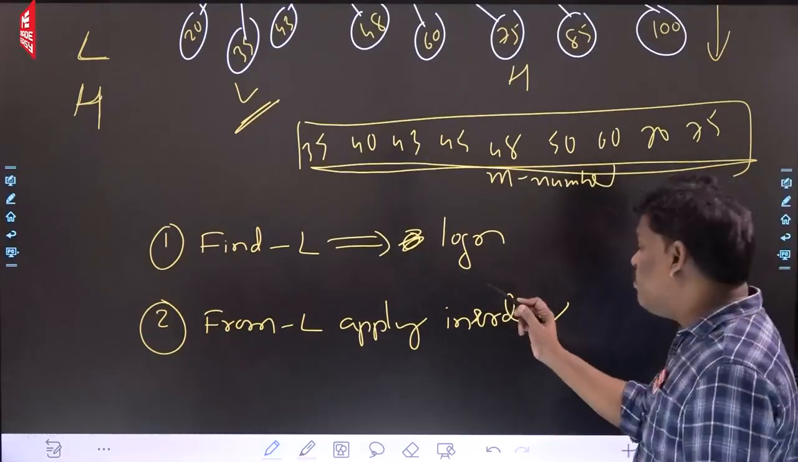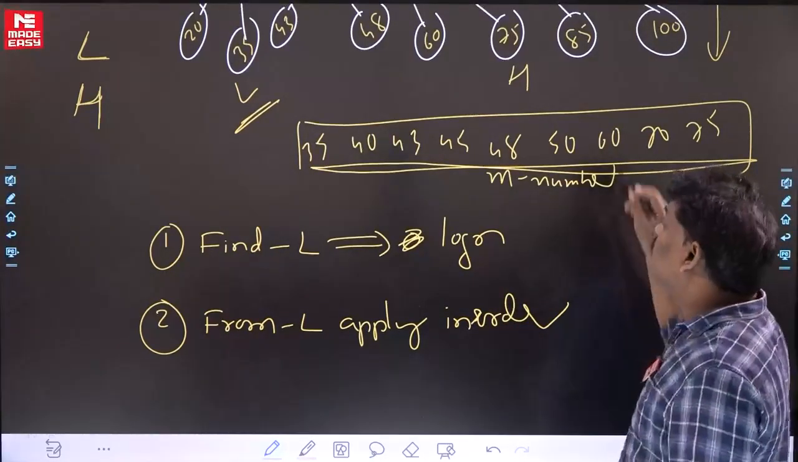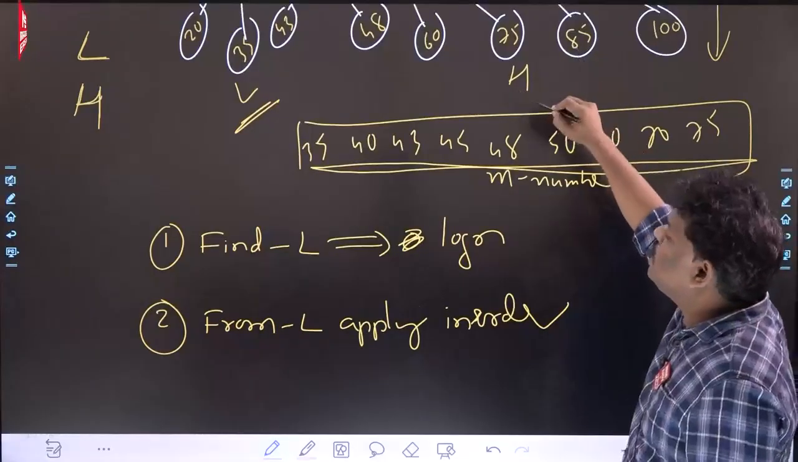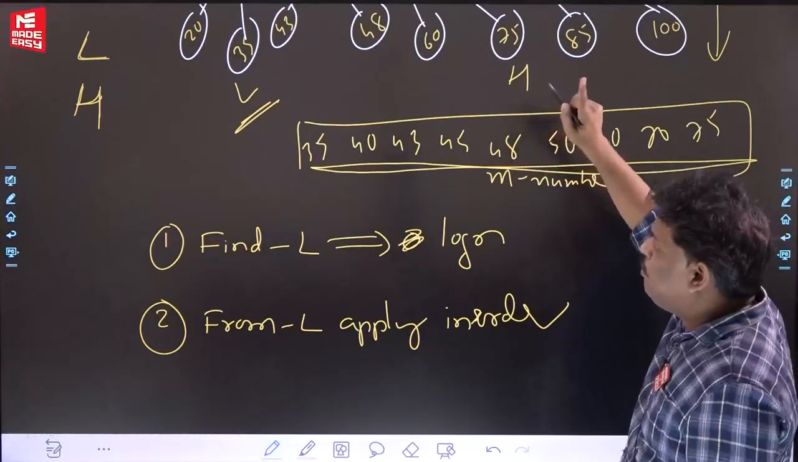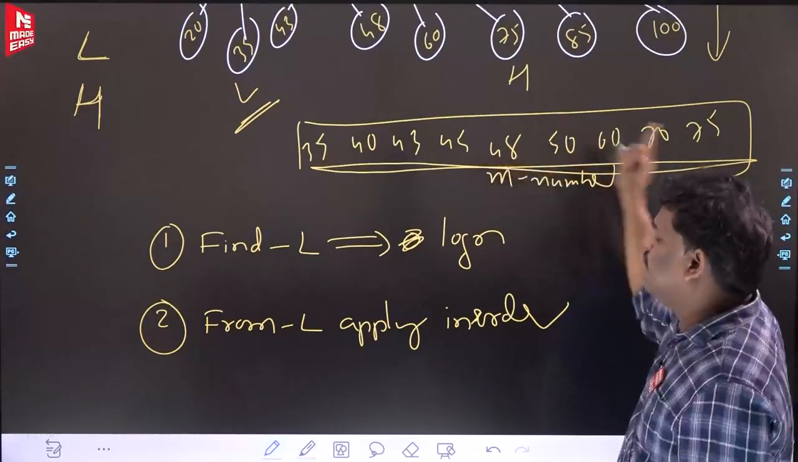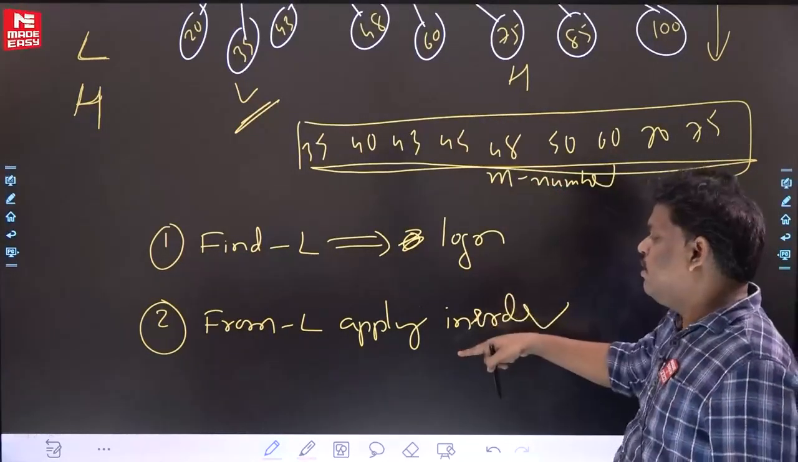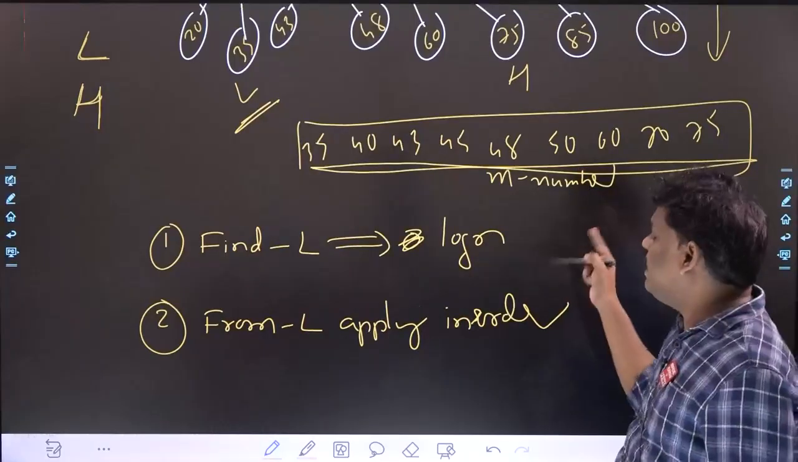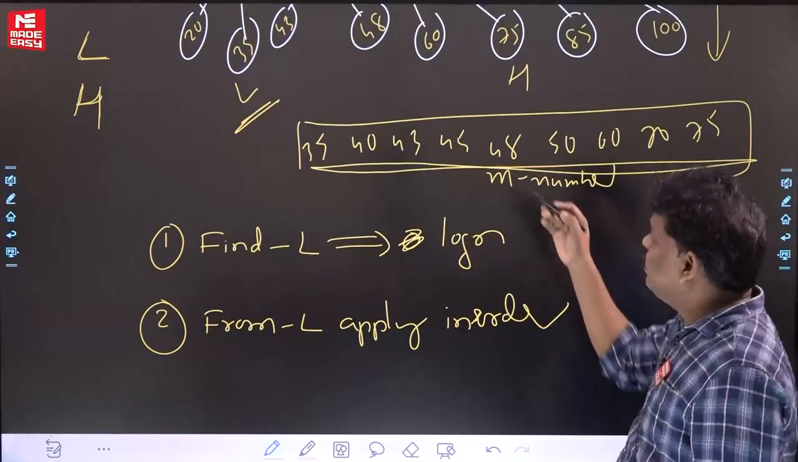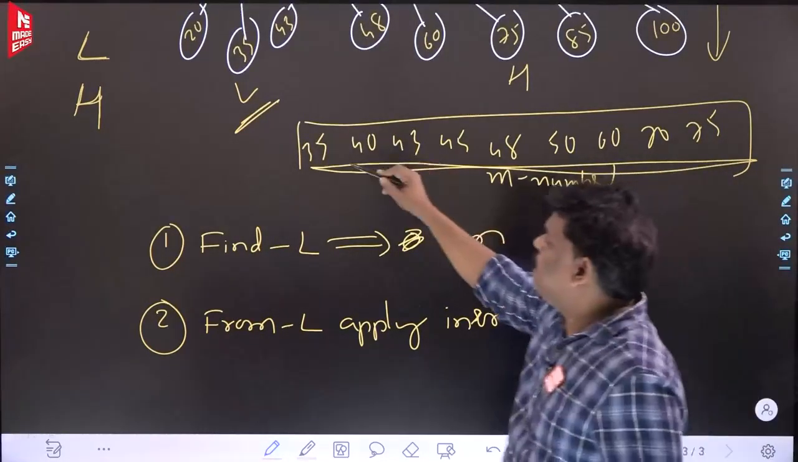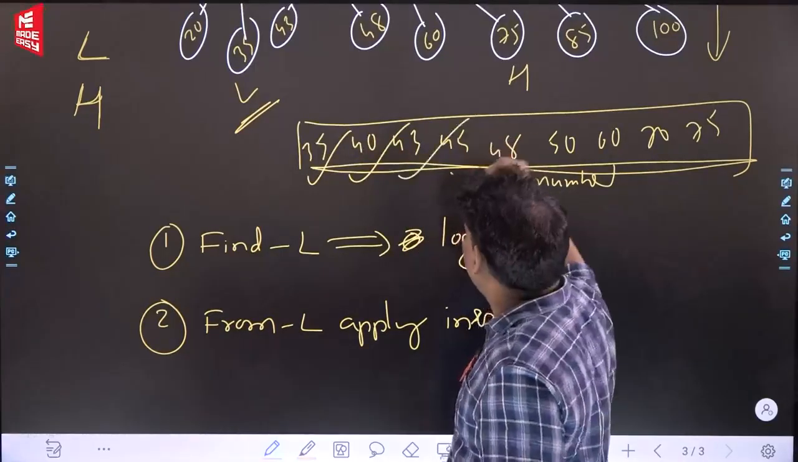Can you help me now? From L, apply in order. In the BST, listen carefully, if you apply in order, ascending order will come. Already did this in the BST: from L, apply in order, and you will get ascending order. So what is the meaning? From here, ascending order will come like this.